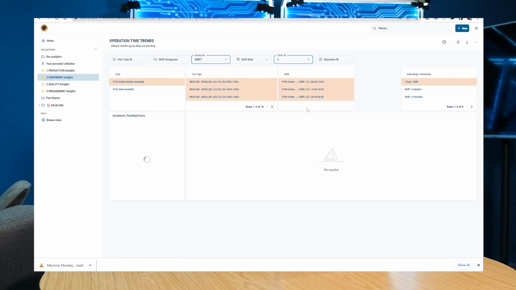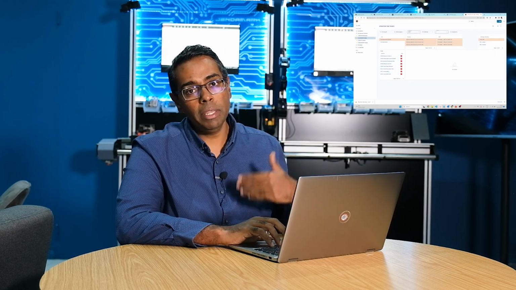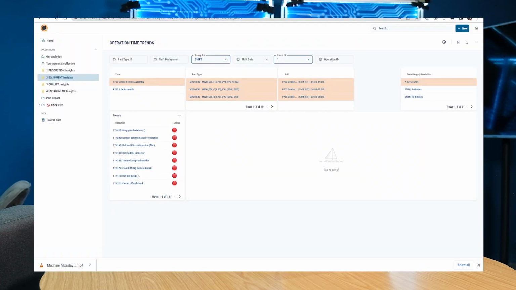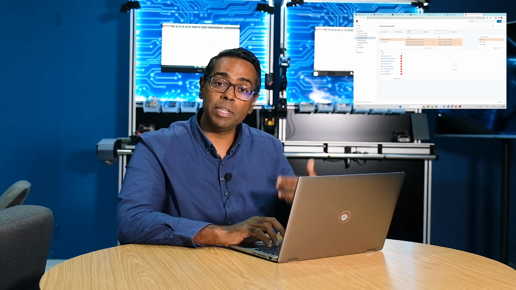So the first chart I want to share with you is really around what we call operation trends. And as you can see from this, what we're doing is monitoring in the background the cycle time of every single operation on this production line, 150 plus operations. We're monitoring the cycle time of every single operation on this floor, almost 1,000 operations that are running on this production line. And what we're doing is a trend analysis to see which operations are getting slower and slower.